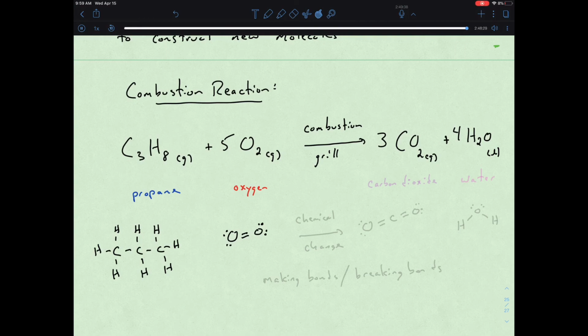And now we're making new molecules such as carbon dioxide and water. And so we've made now new bonds between the elements. We've undergone chemical change. Now we have carbon bound to oxygen as well as hydrogen bound to oxygen, right? And so there is our very nature of chemical change, with the whole notion of making bonds and breaking bonds.